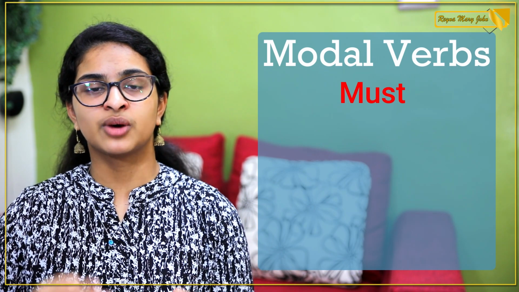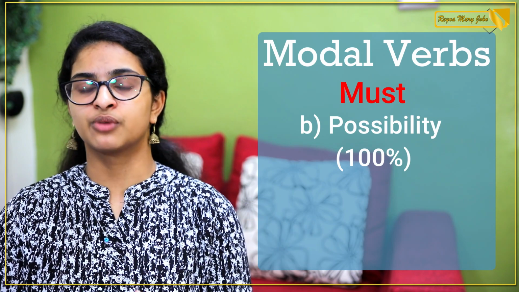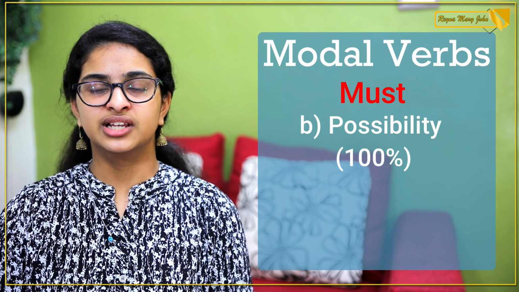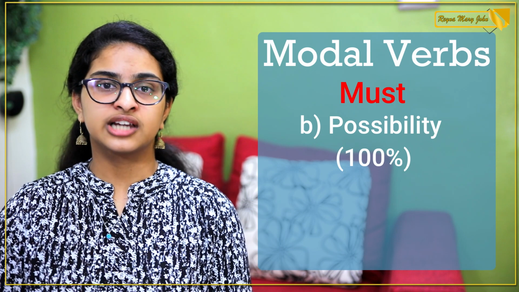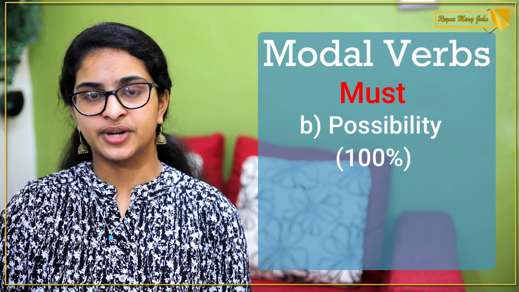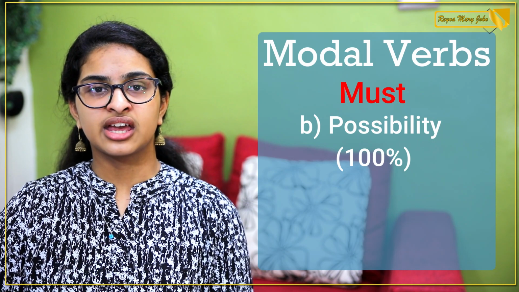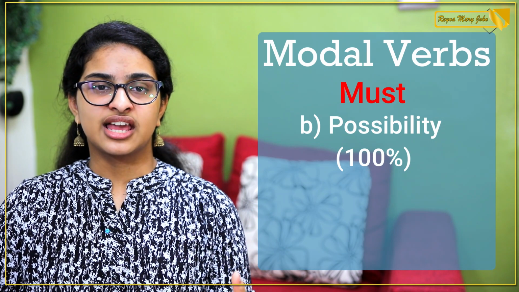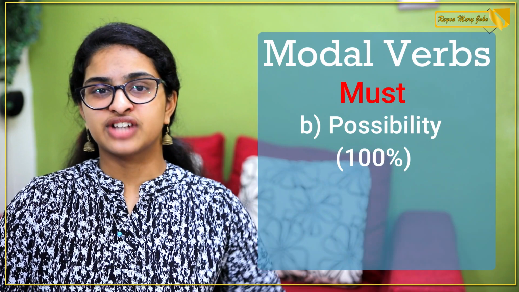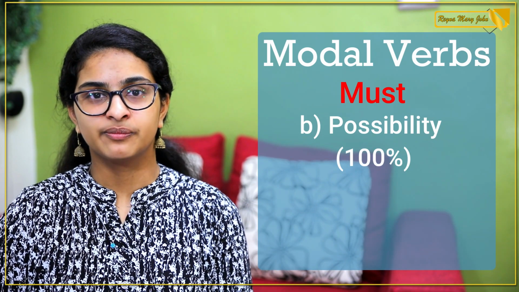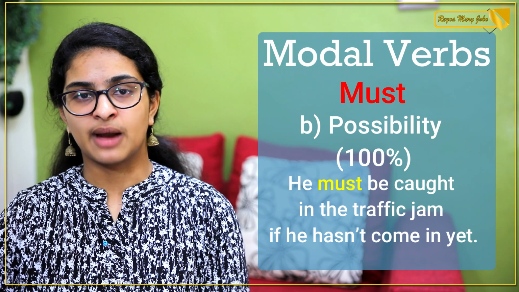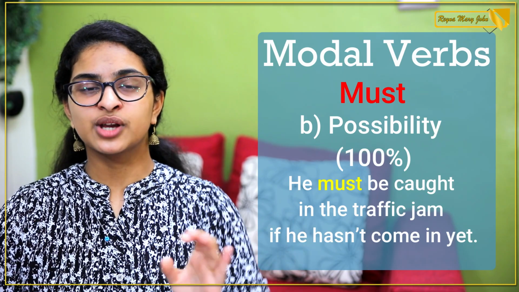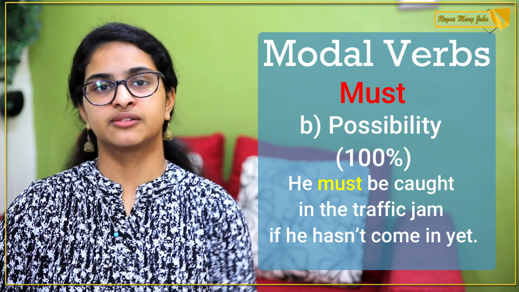Now, the second use of must is once again probabilities, but here it's very, very certain probabilities. 100% certain probabilities. For example, let's take a situation where you're in class and your friend has not come in yet, right? And you know that they come in a car, right? So when you check your phone, there's an alert saying that, oh, there's a very, very heavy traffic jam outside. So then you tell your teacher, he must be caught in the traffic jam if he hasn't come in yet. You are quite certain that he hasn't come in yet because he has been caught in the traffic jam outside.